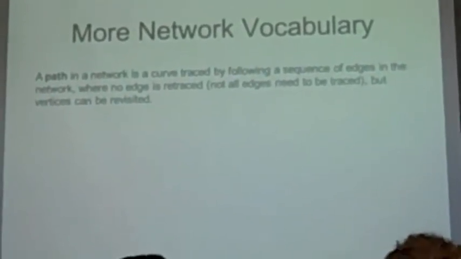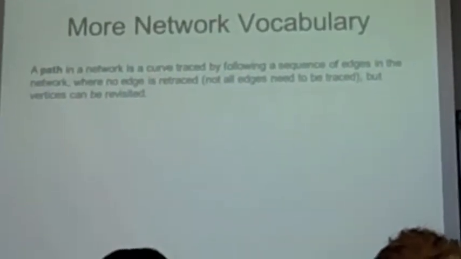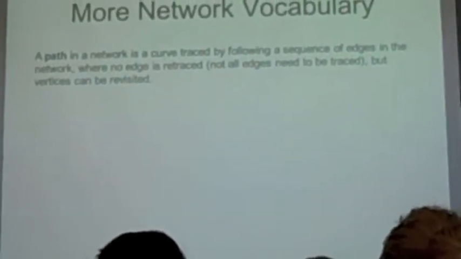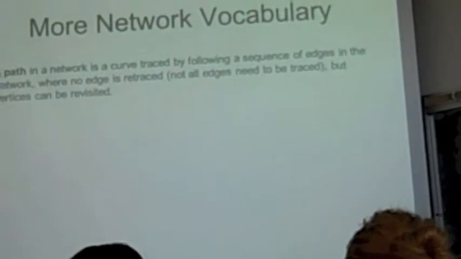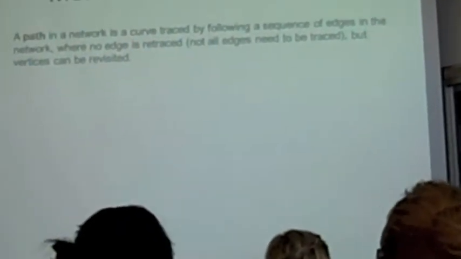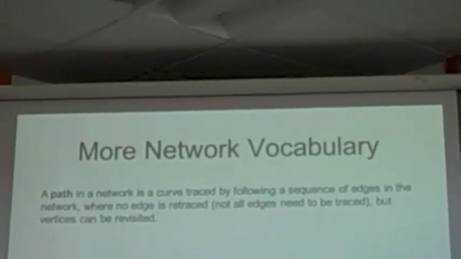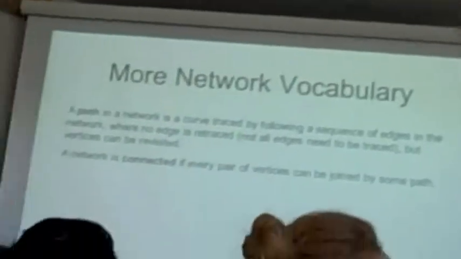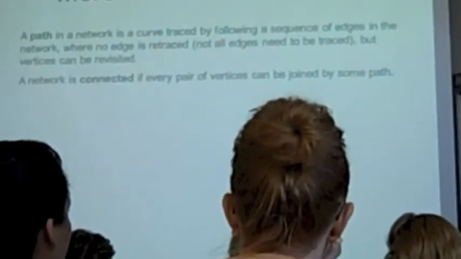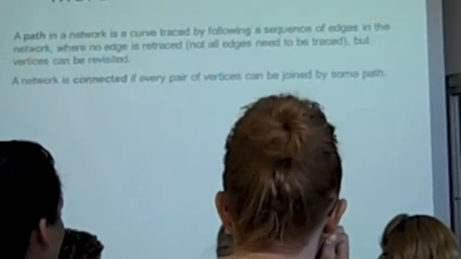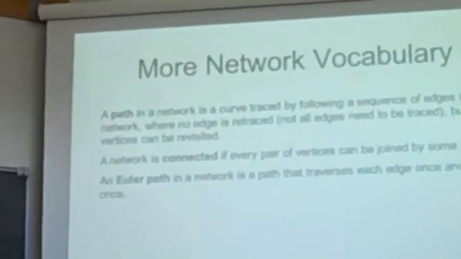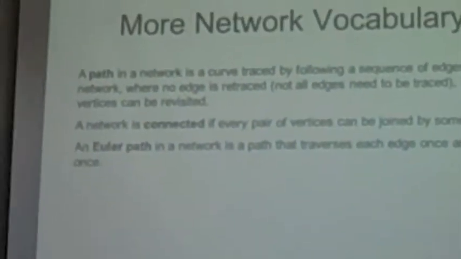Okay? A path in a network is a curve traced by following a sequence of edges in a network where no edge is retraced. Not all edges need to be traced, but the vertices can be revisited. So you can't go over a bridge twice, but you can go back to the same landmass twice. We say that a network is connected if every pair of vertices can be joined by some path. Now here's the one we're going to be dealing with. An Euler path is a path that traverses each edge once and only once.